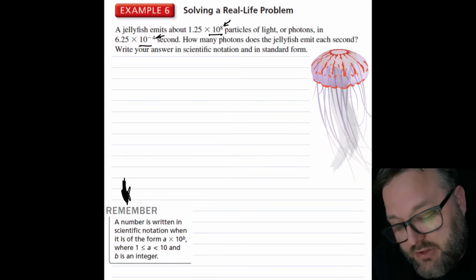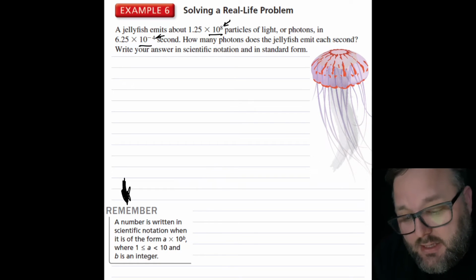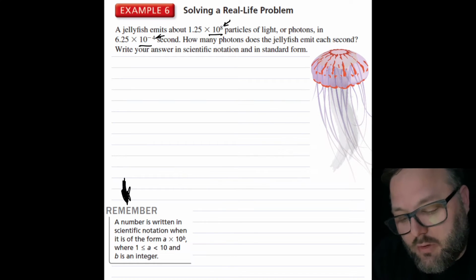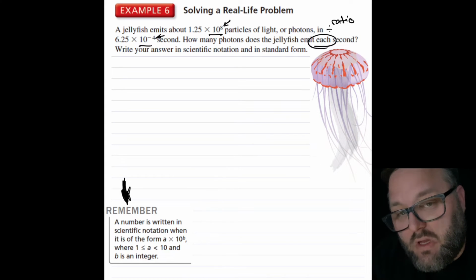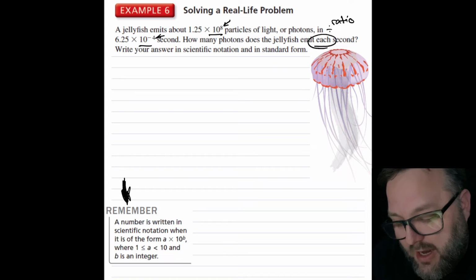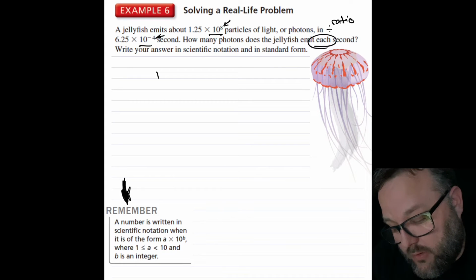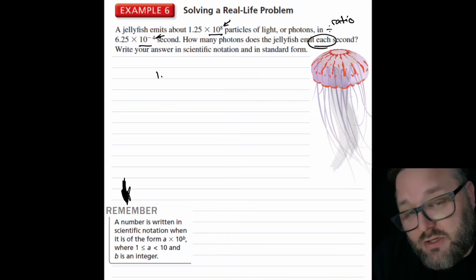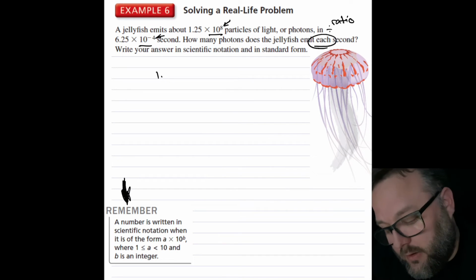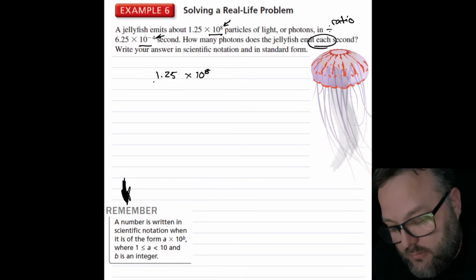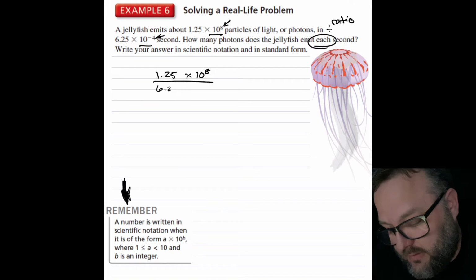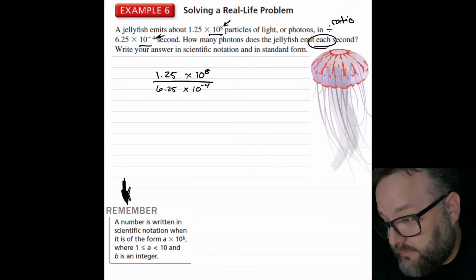Well, how many photons does a jellyfish emit each second? Each is the key word here. That means we need to be dividing, or really ratio. It means for every 1 second. Well, I can find that by taking the total particles, because it's asking particles each second. What's after the word each is our denominator, so that means the 1.25 times 10 to the 8th is our numerator, and 6.25 times 10 to the negative 4th is our denominator.